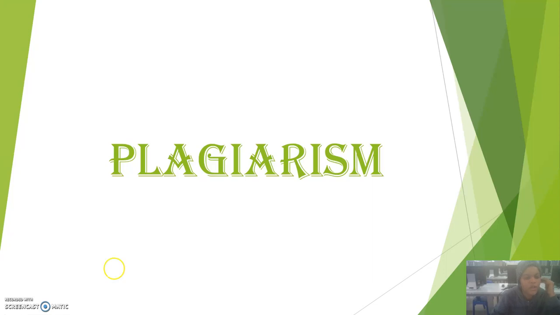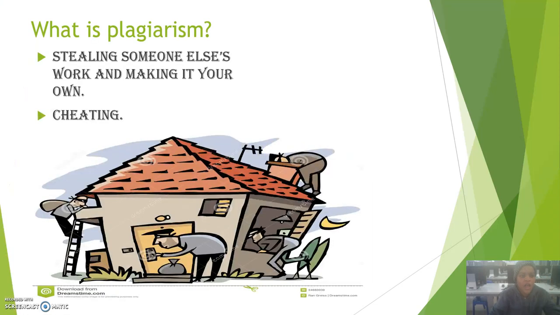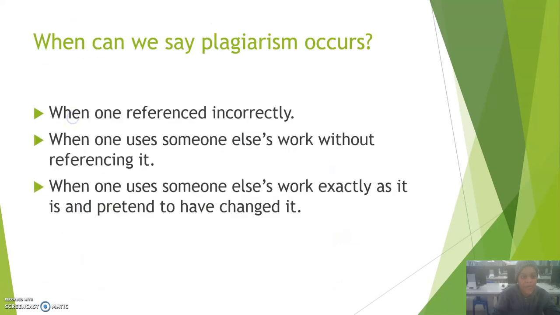So firstly, we should know what plagiarism is. Plagiarism is stealing or taking someone else's work and making it your own. Plagiarism is basically cheating. So when can we say plagiarism occurs?